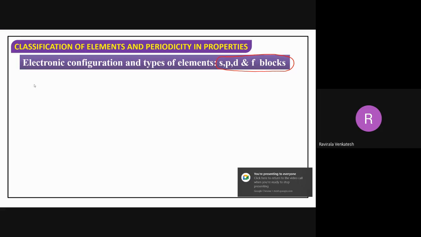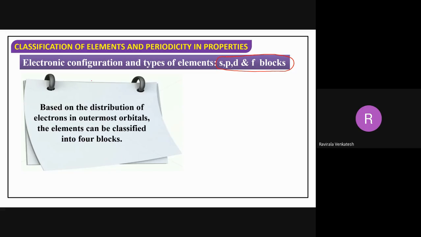Now, what is the classification based on SPDF block elements? This classification is based on the last electron, how it enters here. Last electron means what actually? Differentiating electron. The differentiating electron is generally called the last electron.